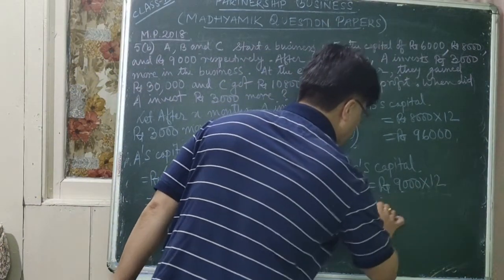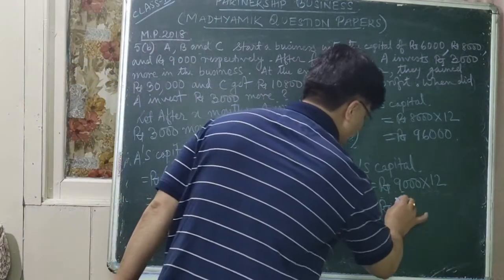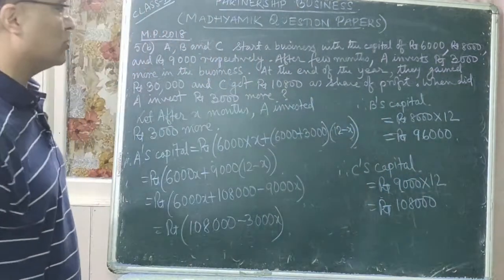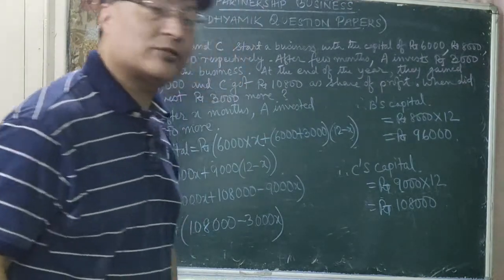9000 into 12 is equal to rupees, how much is that? 12 nines are 108, isn't it? 108 and there is 000. So this is your C's capital. So I think you have understood it.